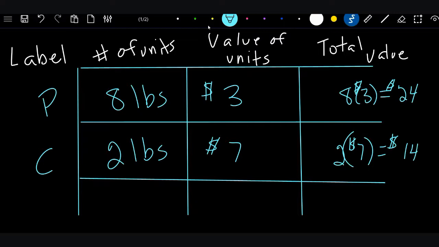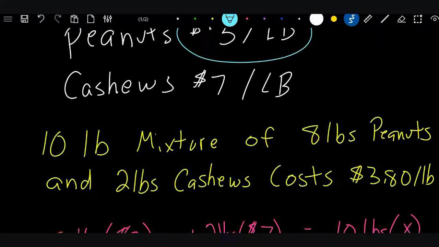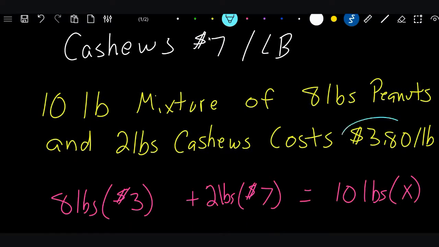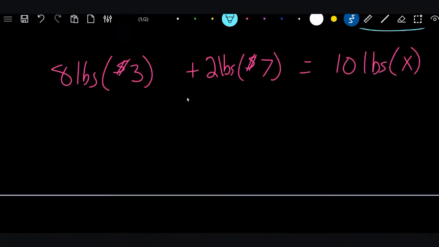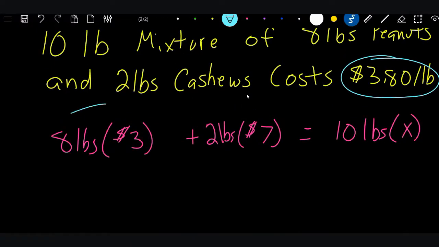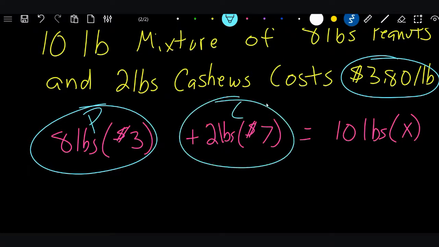All right, now the question comes in. They want to know how much did that mixture cost? Well, in this one, they actually give it to you. But let's verify that. Let's see how much it actually costs. So what we would do is take our 8 times 3. That's our peanuts. So we could write peanuts plus our C for cashews. So we're adding these two things separately.